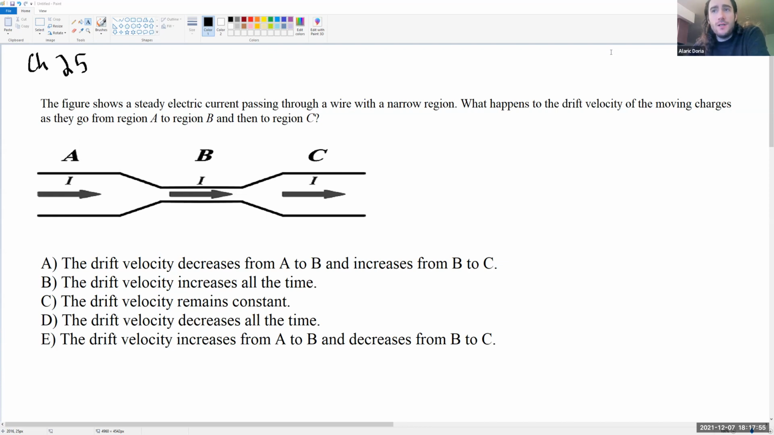Okay, our options here are: the drift velocity decreases from A to B and increases from B to C. The drift velocity increases all the time. The drift velocity remains constant. The drift velocity decreases all the time. The drift velocity increases from A to B and decreases from B to C.